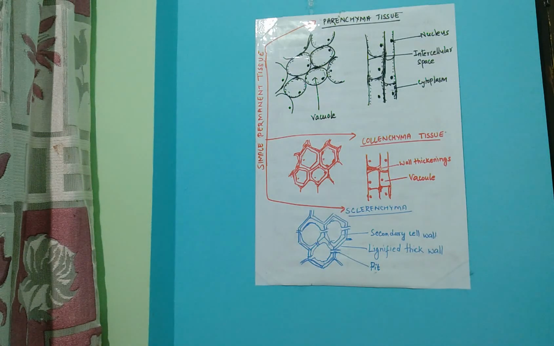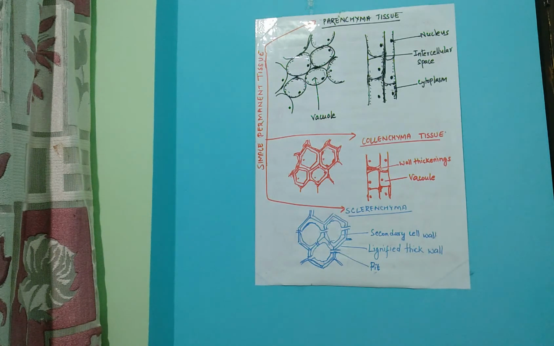Hello students, we have already started the topic plant tissues and we have also discussed one kind of it, that is meristematic tissue, and its different kinds. It has three different kinds: apical, intercalary and lateral. In today's class we will discuss simple permanent tissues and their types. Simple permanent tissues are of three types: parenchyma, collenchyma and sclerenchyma.